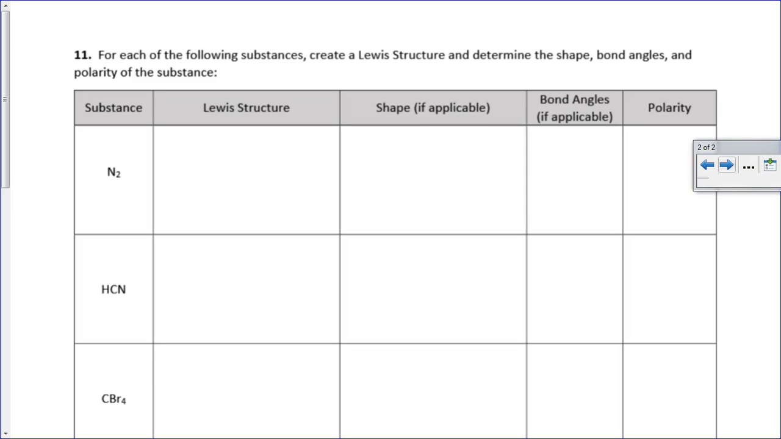So this first one, N2, is what we're making a structure of. What that looks like is an N with a triple bond to N, and we've got pairs of electrons on both sides. All right, this is a covalent substance. We know this because it's got two nonmetals, so that's what resulted in those covalent bonds. The shape, it's diatomic, because it's just got two atoms in it, so we call it diatomic linear. There are no bond angles.